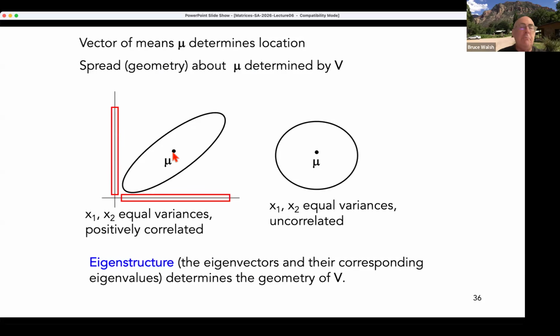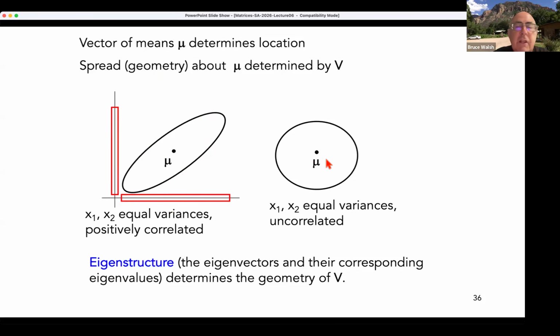So this mean value is called the centroid. If I cut this out as a piece of paper, the centroid is where I put my finger to balance it. And if you look here, this is x1 and x2. If I shine a flashlight down here, that's the spread in x1. Shine a flashlight this way, that's the spread in x2.